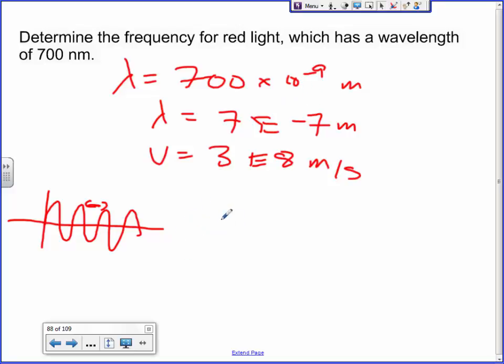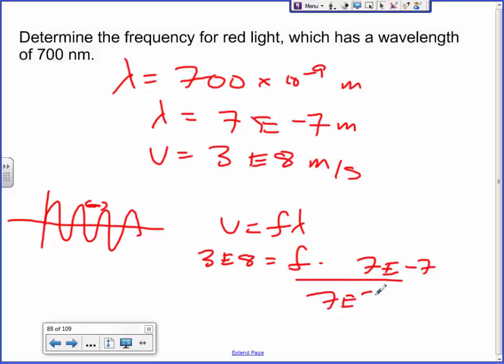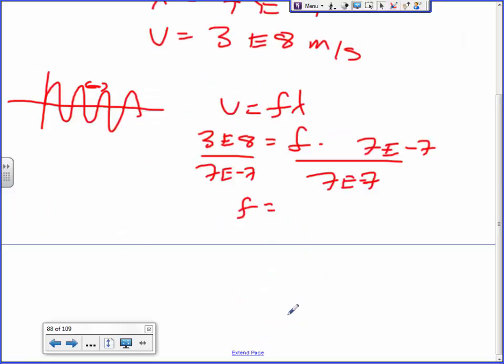Right, anyways, to solve this one, V equals frequency times lambda. 3 times 10 to the 8 equals your frequency times 7 times 10 to the minus 7. Divide that out. I can't do this one in my head though. You guys get an answer? 3 times 10 to the 8 divided by 7 times 10 to the minus 7. 4.29 times 10 to the 14. Anybody else get that? Okay.